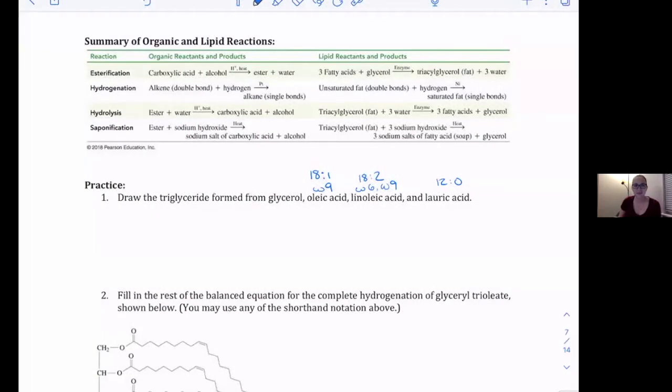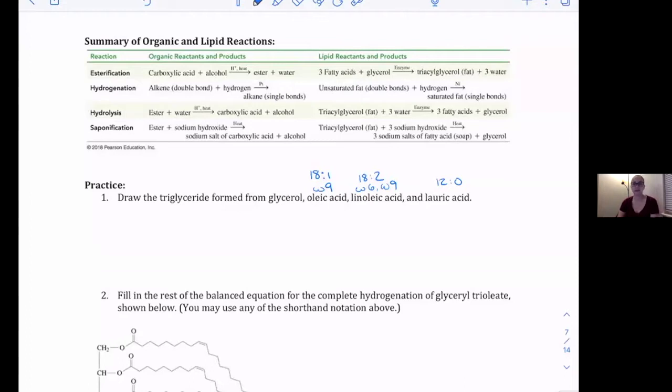Hey guys, so we're going to review all of these reactions that we've learned recently real quick, as well as do a couple practice problems with them. This table here summarizes the reactions that we've learned so far in terms of fatty acids and lipids, and it compares them to the reactions that we learned in our previous section.